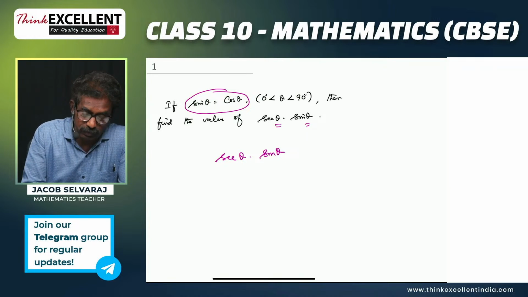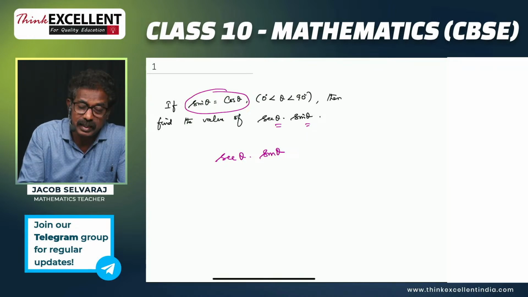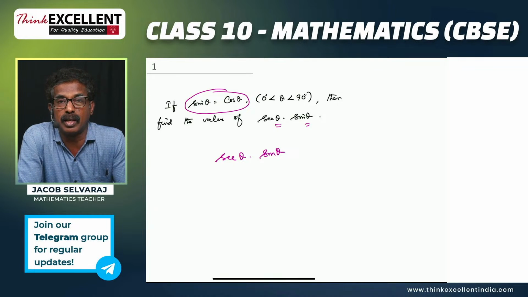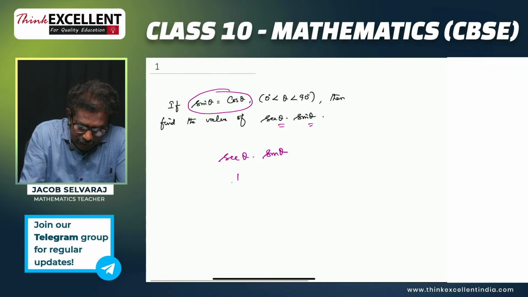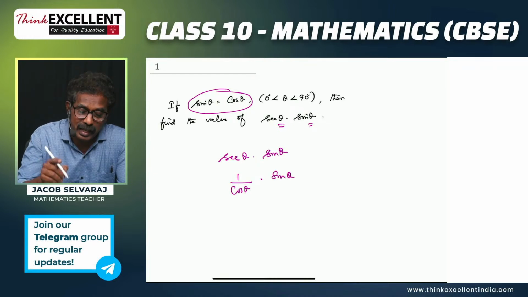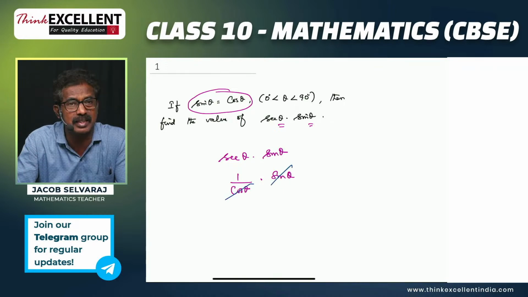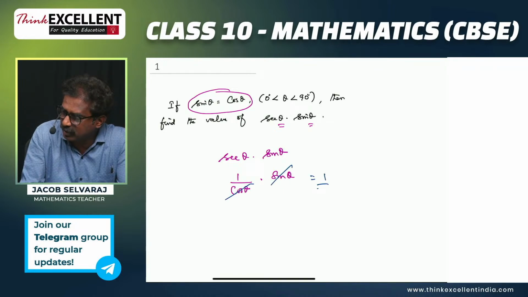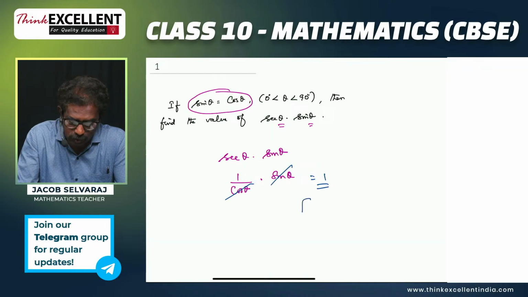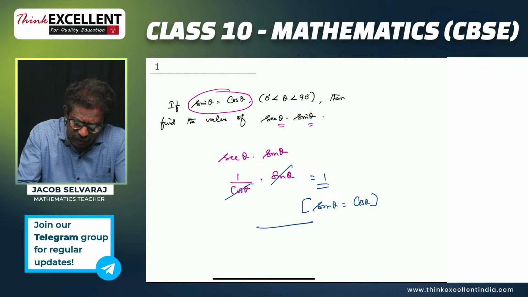Please look at this. Very easy method, you see how. Secant theta is the reciprocal of cos theta. So secant theta can be written as 1 by cos theta, right? Secant theta into sine theta is sine theta by cos theta. In the question they said sine theta and cos theta are equal. Both are equal, so you can cancel it. So your answer is 1, right? This is one method. Very easily you can do this.